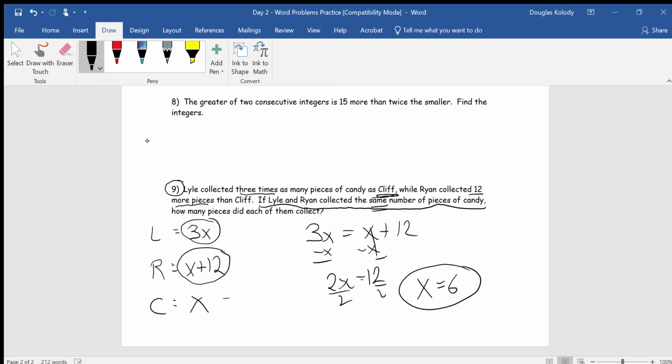So Cliff apparently collected 6 pieces of candy. 6 plus 12 is 18 pieces for Ryan. And last but not least, 3 times 6 is also 18 pieces, which makes sense because Lyle and Ryan collected the same number of pieces of candy, 18 and 18. And that's where I'm going to stop.